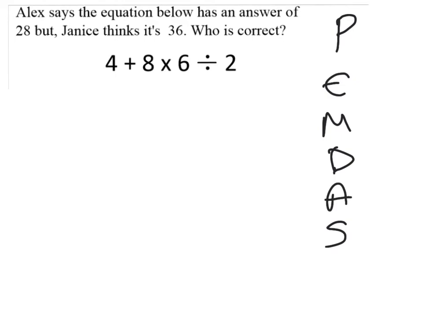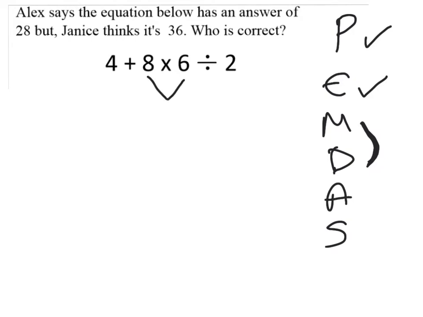I see it's 4 plus 8 times 6 divided by 2. No parentheses. Check it off. I also don't see any exponents, so that's done. Multiplication or division comes next, and remember, they kind of go as a grouping. So if I look from left to right, just like you're reading a sentence, I see the first thing is 8 times 6.